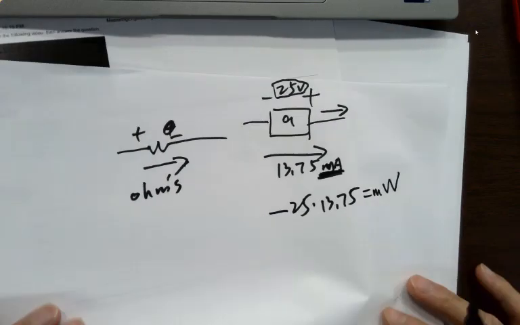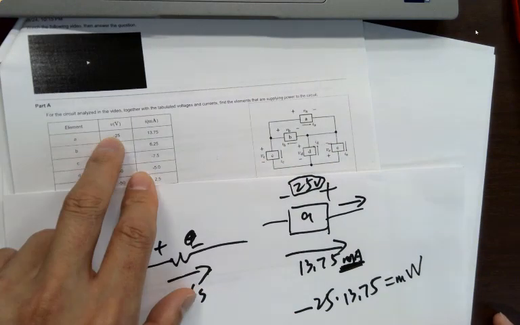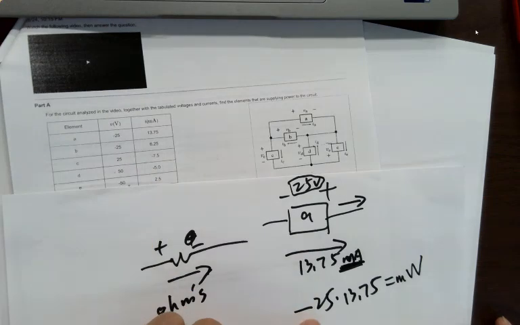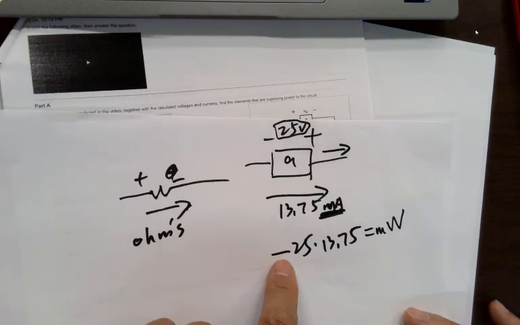So just keep doing that for all the components in here by looking at the table. Sometimes you are getting negative power, sometimes you are getting positive power. Where did you add a sign? How did you add a sign? Remember? Where and how?